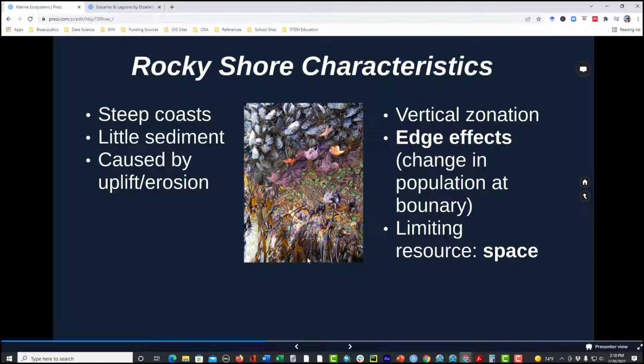The limiting resource to these different regions is going to be space. As you can imagine in this picture, there's a limit to how many mussels you can fit and how many sea stars are able to attach to this region. So that limiting resource is not necessarily food, but space.